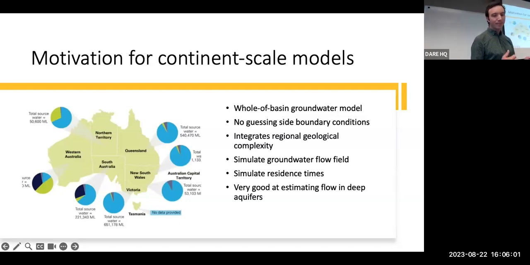This also integrates some regional geological complexity. From this, we can simulate the groundwater flow field continuously across the whole basin. We're also able to simulate the residence times, and we're particularly good at resolving groundwater flow in deep aquifers. The shallow aquifers are a little bit less well constrained in our model, but because we can resolve the whole of the basin, we can look at the residence times of some of the very, very deep aquifers.